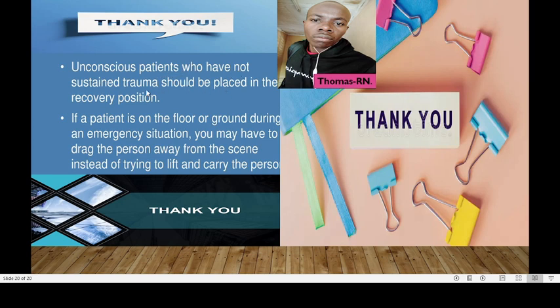Okay. In summary, guys, we are saying that unconscious patients who have not sustained trauma should be placed in the recovery position, and we have talked of that lateral recumbent position more so on the left. If a patient is on the floor or ground during an emergency, you may have to drag the patient away from the scene. Okay, remember I said you don't need to drag, but in case of emergency, you can drag away from the scene instead of trying to lift or carry the person.